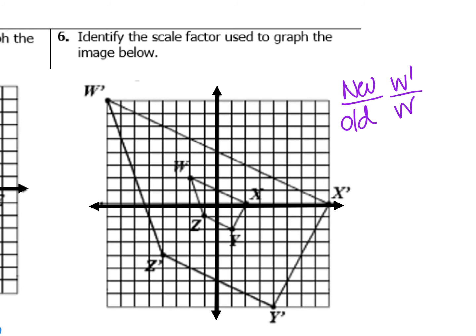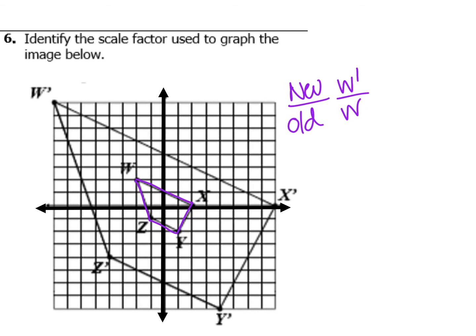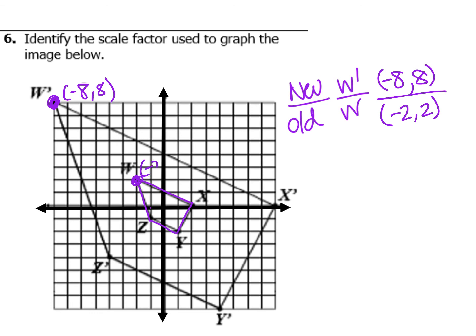Notice that our original trapezoid is the small one, and the new one here is the bigger one, so that means our scale factor should be larger than 1. So, W prime, we've got negative 1, 2, 3, 4, 5, 6, 7, 8. Positive 1, 2, 3, 4, 5, 6, 7, 8. So that's this point here, W prime. And then the original W is negative 2, positive 2. So that's this one here.